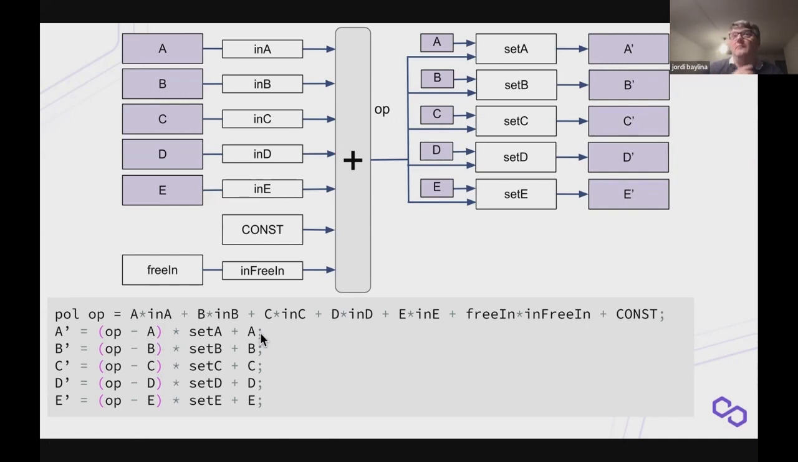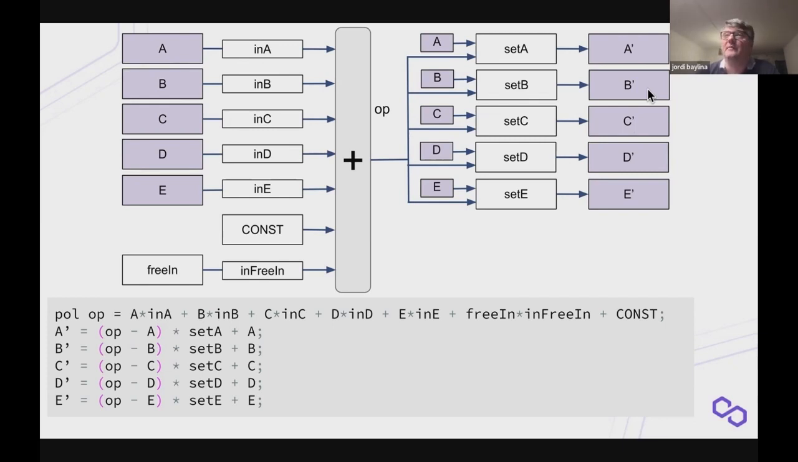Okay, so a move instruction will be an instruction where, for example, if I want to move from A to B, then inA is going to be 1, setB is going to be 1, and inB, inC, inD, inE, and setA, setC, setD, and setE are going to be 0. So setB is going to be 1, so I'm just going to move the value of A. I'm going to put it to B. This is going to be a move from A to B.